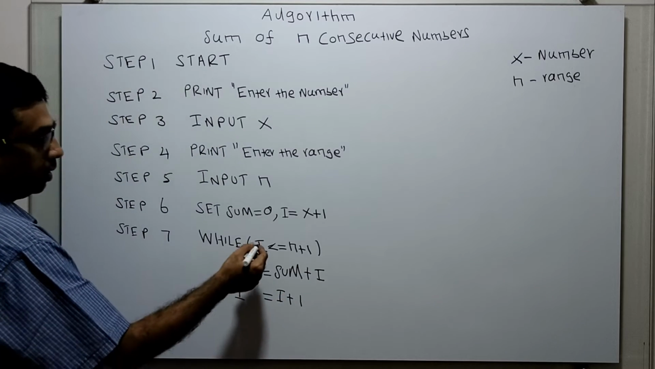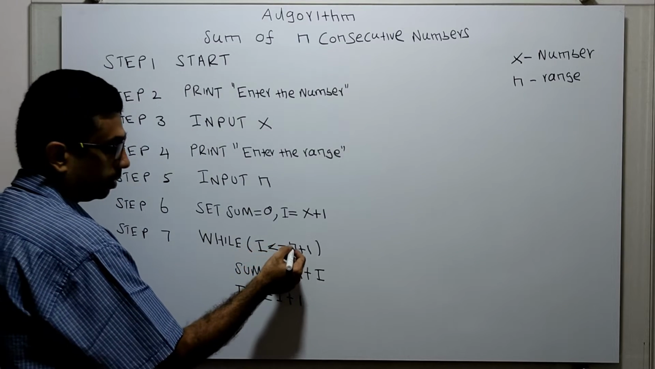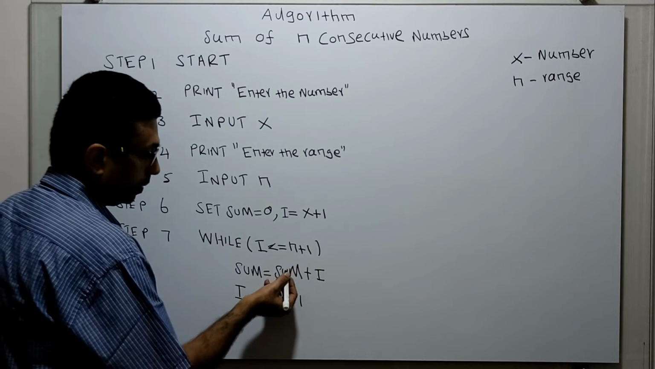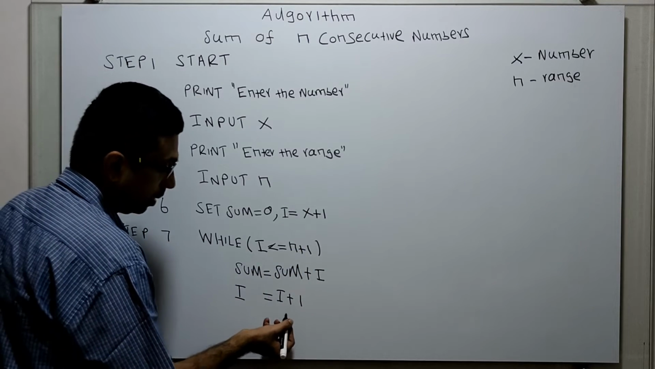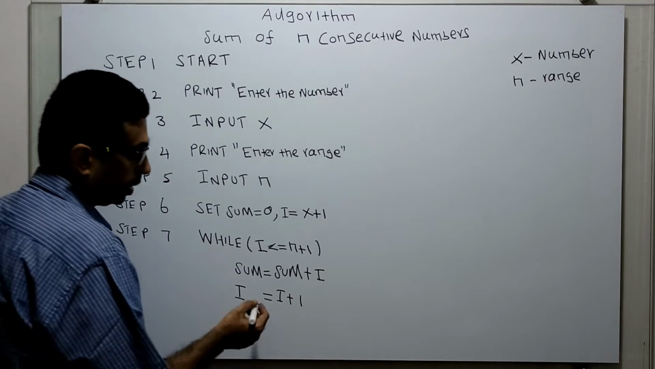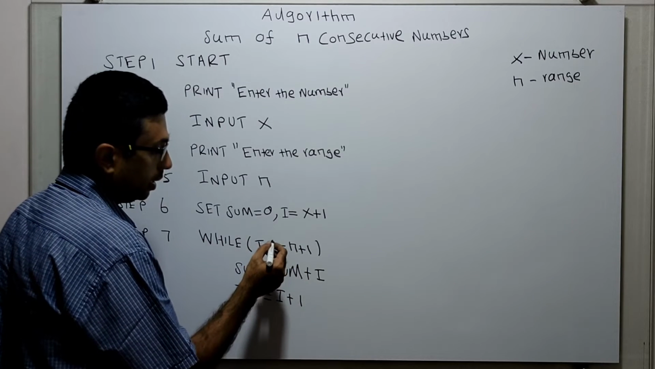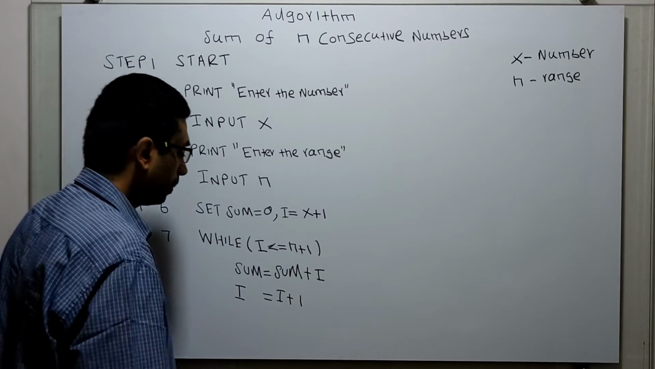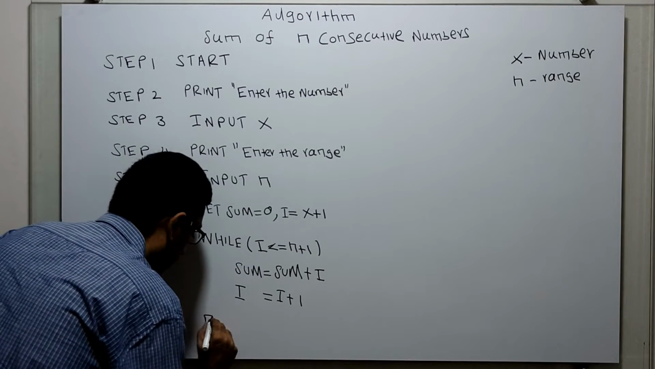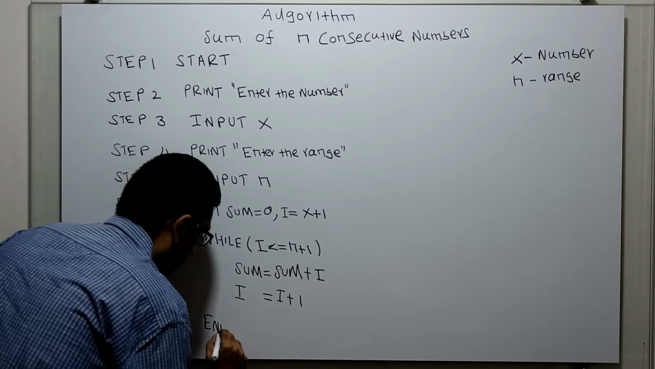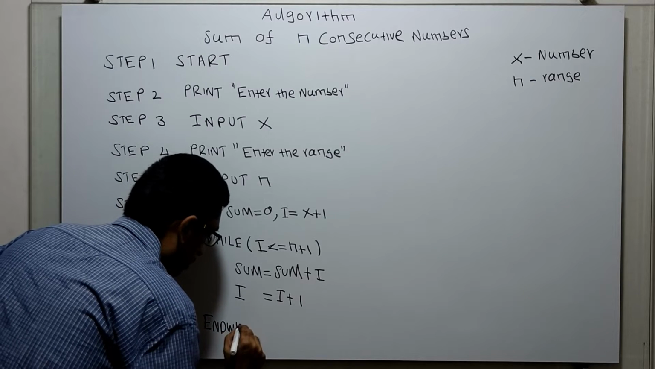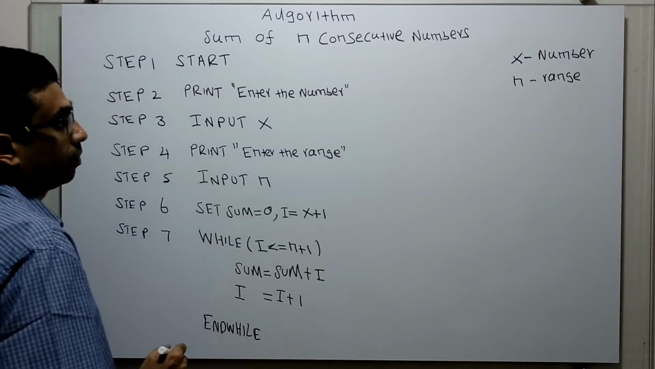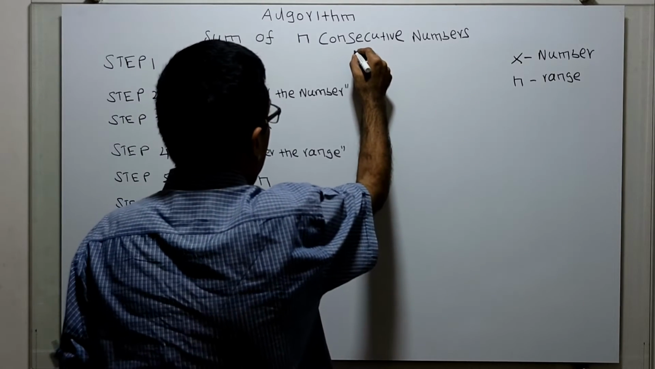So again, until I is less than or equal to n plus 1, I am adding the value of I with the existing value of sum. I am incrementing I by 1. Again, I am checking I less than or equal to n plus 1. We continue until I is no longer less than or equal to n plus 1. This is end while.